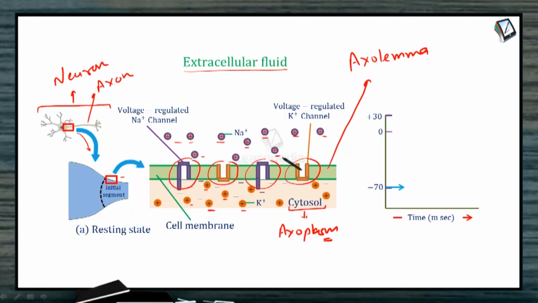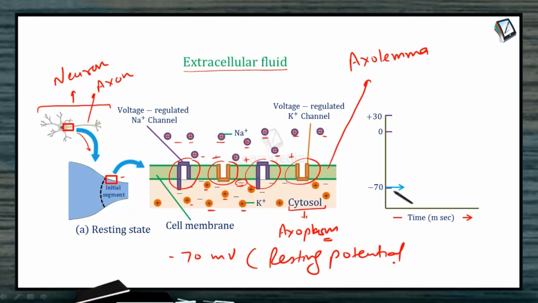These are not in alternate manner, they are just shown in the way. At this stage you can observe negativity inside and the membrane outside will be positive, and this electropositivity outside and electronegativity inside results in a potential across the membrane of minus 70 millivolt. That is resting potential. You can see in this graph right now, this blue arrow is at minus 70 millivolt. So this is at resting potential.